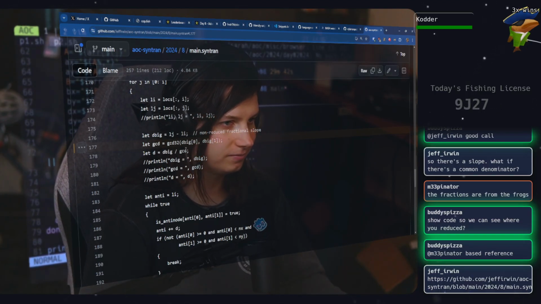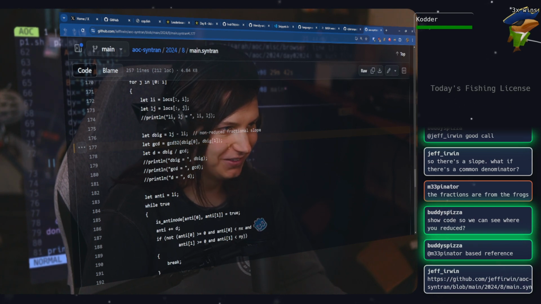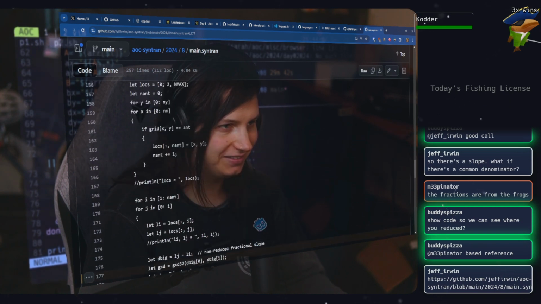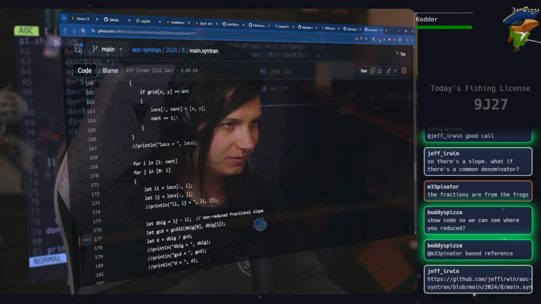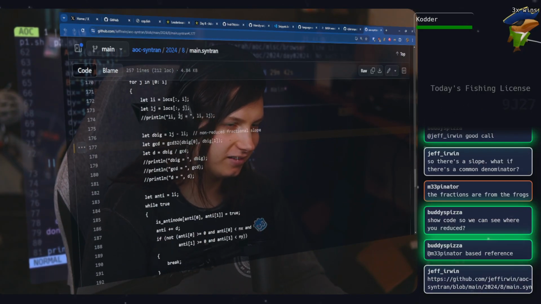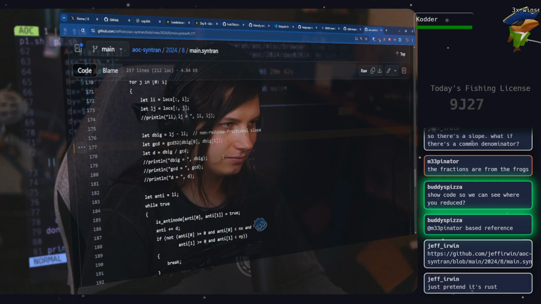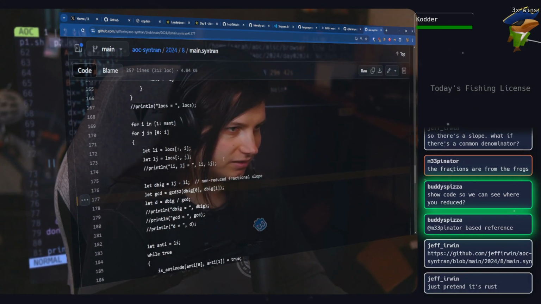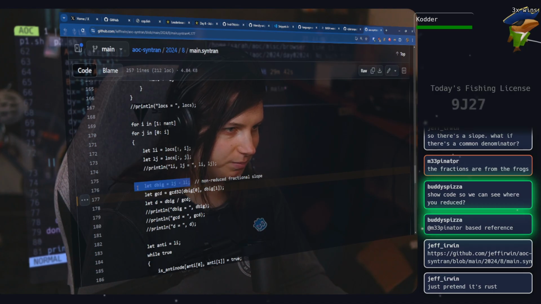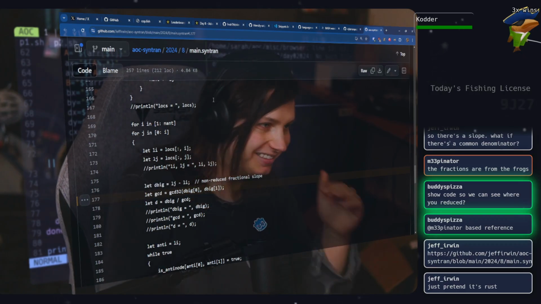There's no syntax highlighting here, so I can't read it. I'm sorry. Please get Syntran syntax highlighting on GitHub and then we'll talk. Just pretend it's Rust? Okay. Let's see. You have a borrow checker bug here. You borrowed this twice. Can't compile.